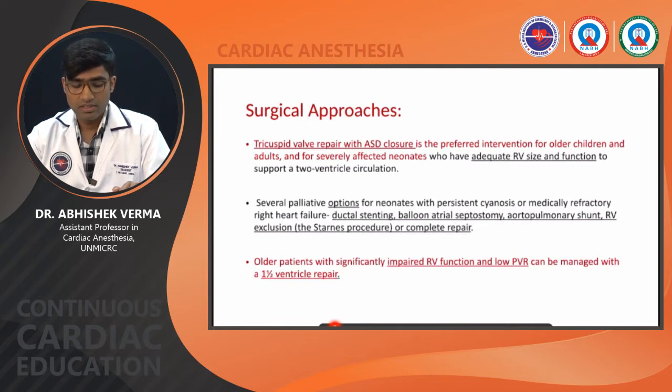Surgical approaches: depending upon this plan, our surgical approach is already defined. Either we go for the tricuspid valve repair if RV size is good and adequate and supports the two ventricular circulation. And there are several palliative operations like ductal stenting, balloon atrial septostomy, aortopulmonary shunt, right ventricular exclusion, also called the Starnes procedure, or the complete repair. If the RV is small, or you can say there is impaired RV function and low PVR, then we can manage the patient with the 1.5 ventricle repair. We'll discuss the whole of this in the slides.